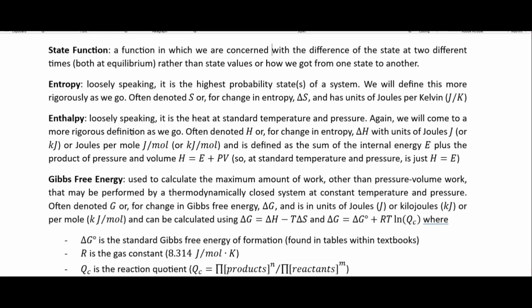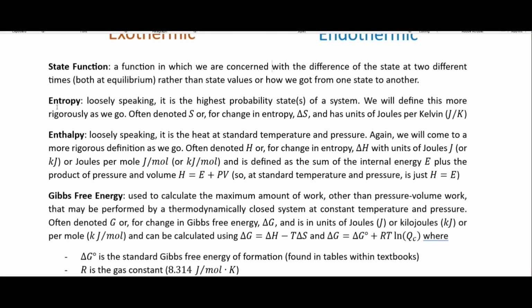A couple of the state functions that we're going to be looking at are the entropy, which loosely speaking is the highest probability states of a system. We will define this a lot more rigorously as we go. We'll be spending quite a bit of time discussing entropy and what entropy actually means. This is often denoted with the S, or for a change, the delta S, and has units of joules per Kelvin, or sometimes joules per Kelvin per mole.